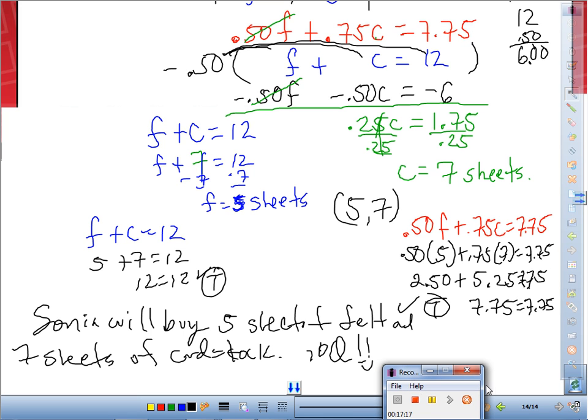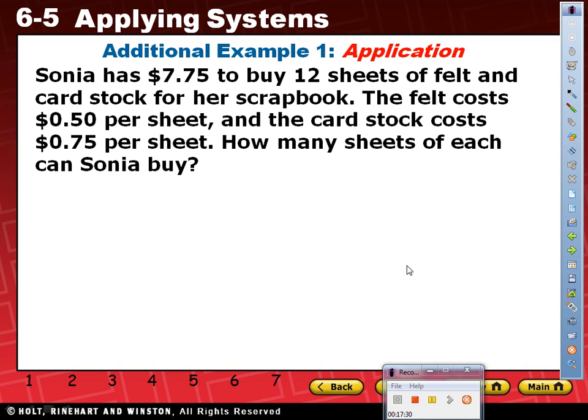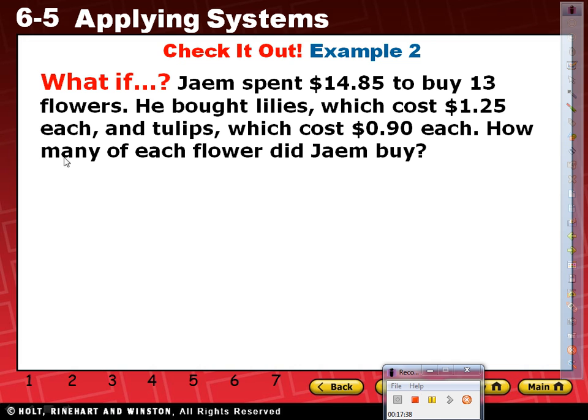Okay, copy this next one down. Example number 2. We're going to do the next one together to make sure we got this process. It's the same thing, but I'm going to change the items and the amount of money. Here it goes. Copy this next one. Example 2. It says, Chaim spent $14.85 to buy 13 flowers. He bought lilies, which cost $1.25 each, and tulips, which cost $0.90 each. How many of each flower did Chaim buy?